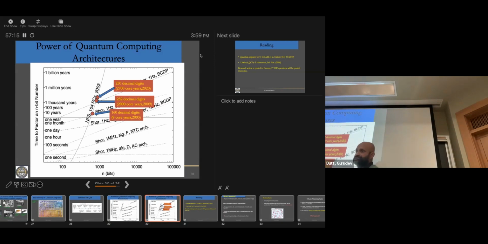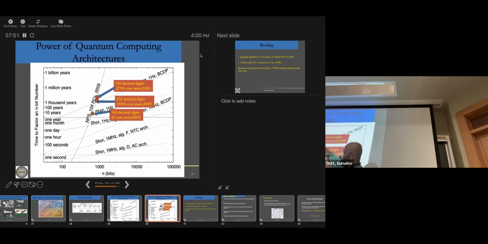That took 8 core years. Just think of a core year as a processor running at some speed, maybe 1 gigahertz or less. It took 8 core years for that computation to happen with 160 decimal digits. You go to 232 decimal digits, that went from 8 to 2000 core years. So a factor of less than 2 in the number of digits took almost 1,000 times, well, not quite 1,000, but a couple orders of magnitude.